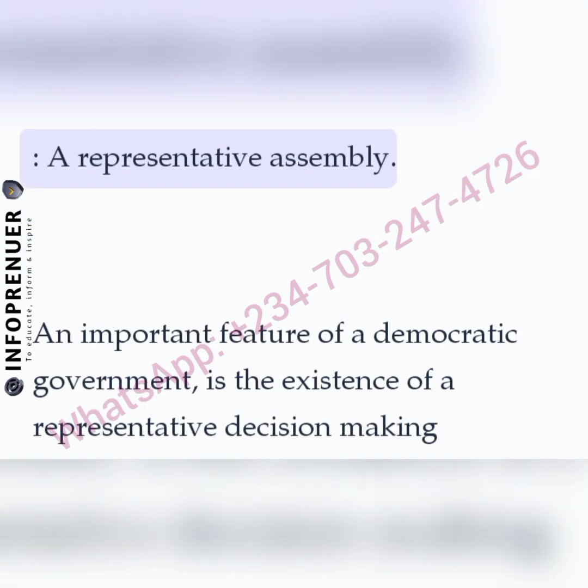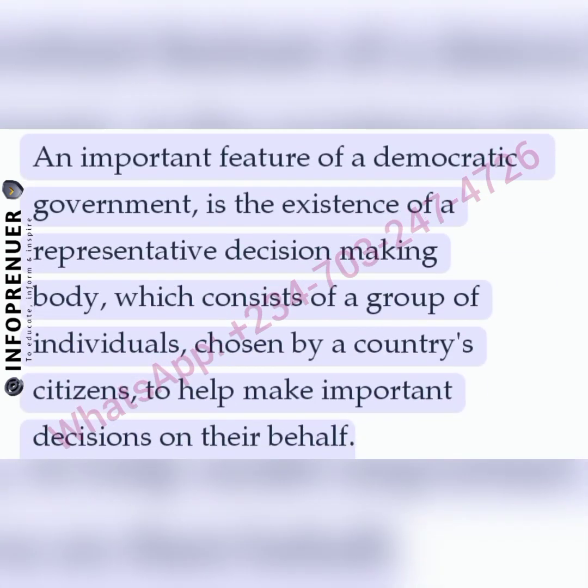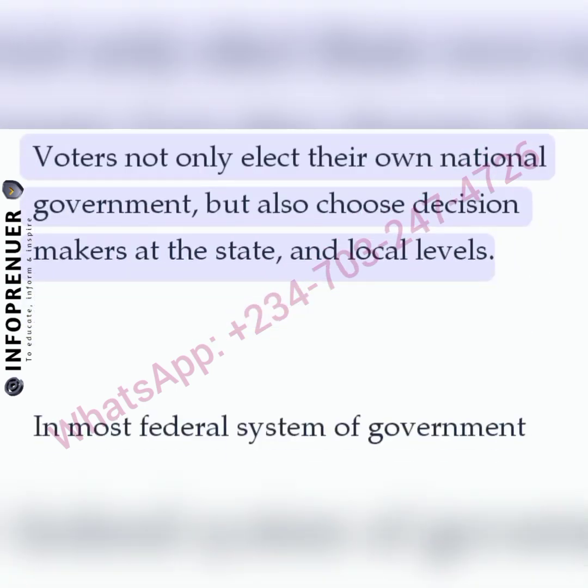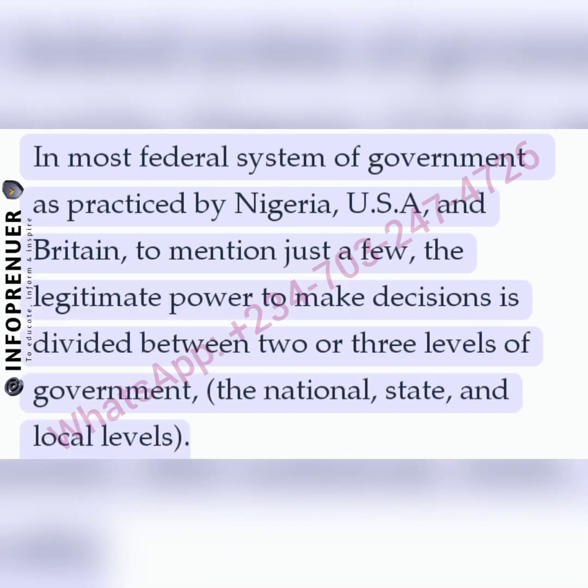3.2.3. A representative assembly. An important feature of a democratic government is the existence of a representative decision-making body, which consists of a group of individuals, chosen by a country's citizens, to help make important decisions on their behalf. In Nigeria, which operates a federal system of government, we have such representatives at the local government areas, the states, and the national levels. Voters not only elect their own national government, but also choose decision-makers at the state and local levels.